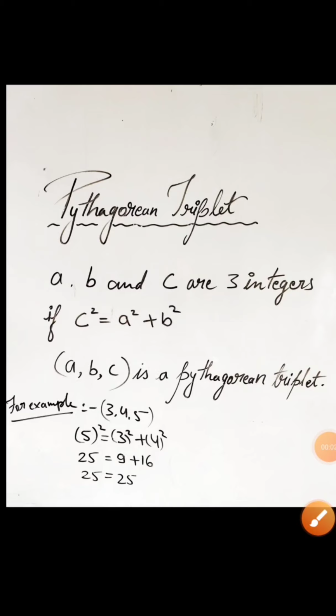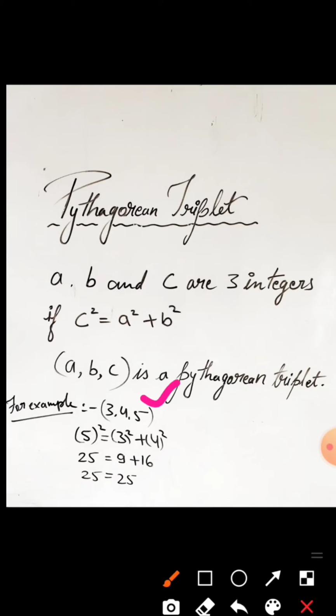For example, we have 3, 4 and 5, and we can see 5 is the greatest one among these. So the square of 5 is 25, and the remaining two integers are 3 and 4. First we find their squares and then the sum of these two. 3 square is 9 and 4 square is 16. The sum of 9 and 16 is also 25. So we observed that the square of 5 is equal to the sum of squares of the other two.